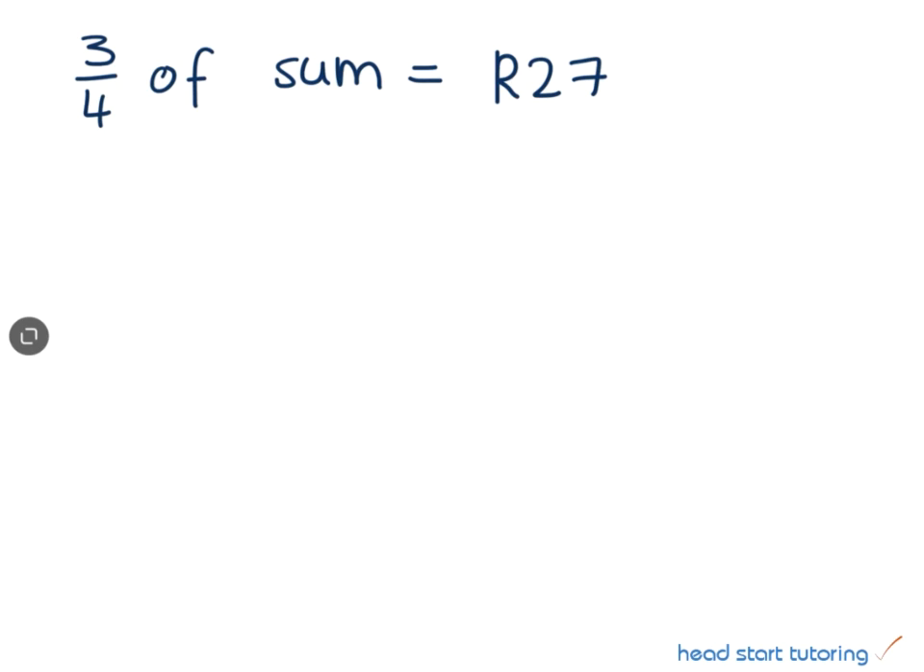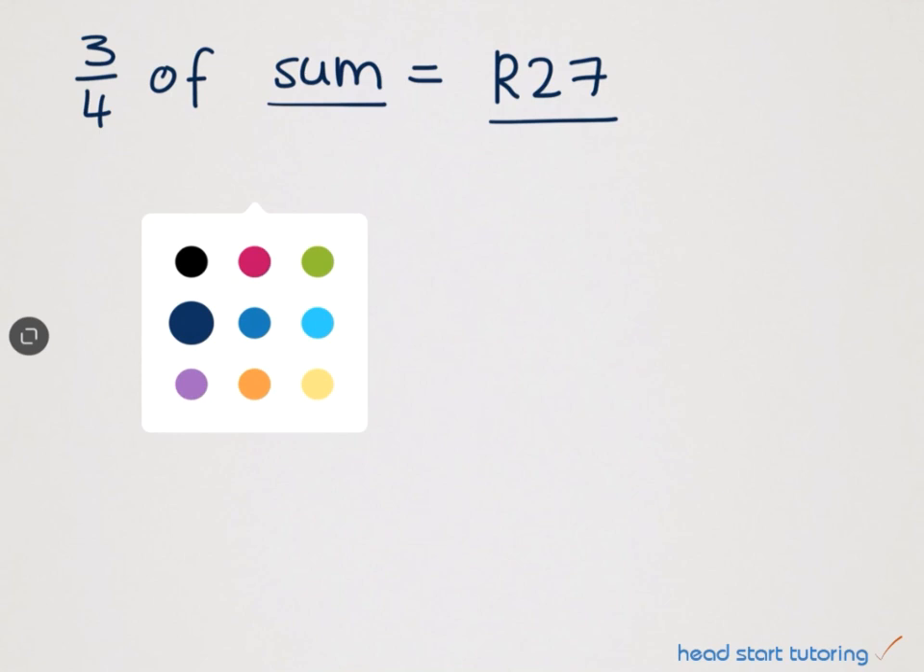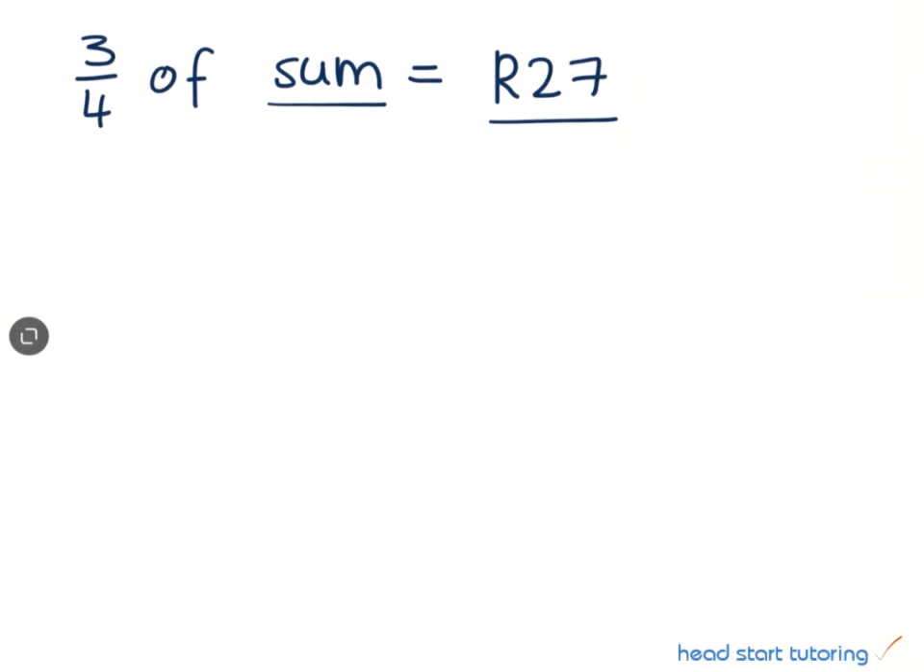If 3/4 of a sum of money, let's say, is equal to 27 Rand, and we are asked to find what that sum of money is, what we need to do is understand that the sum we are looking for is 4/4 of our sum, which is the whole sum of money. At the moment we've got our 3/4, which is 27 Rand. So what are we going to do to our 3/4 to get 4/4?